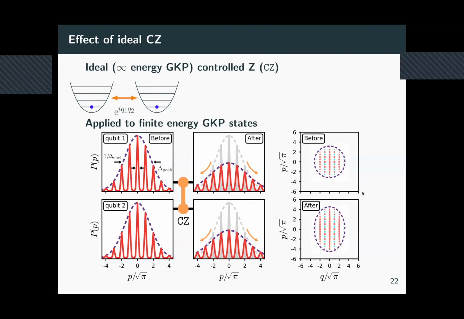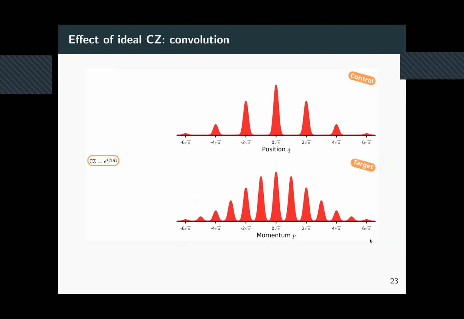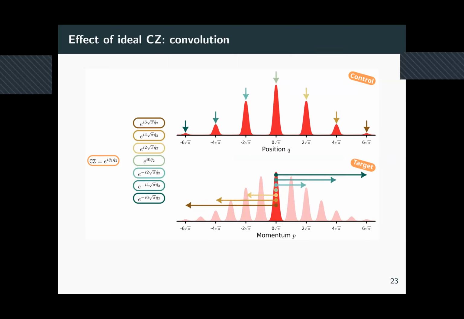And this will create a broadening in the P quadrature. And you can think of this as a convolution. So what's happening is that, let's say, we consider the first oscillator as control and the second one as target. And here we plot the position of the first one and the momentum of the second one. Then essentially this, okay, I think I don't have so much time, so I'll rush through this, but essentially this will displace all the states. Like this single peak will get spread out essentially.